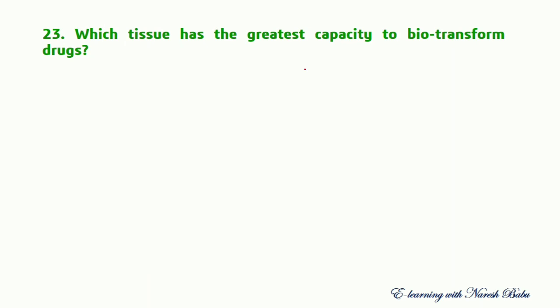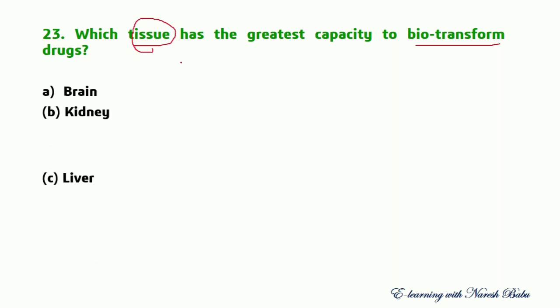And next question, which tissue has the greatest capacity to biotransform drugs? Which tissue has the major, greatest capacity? You can see brain, kidney, liver, lung, and skin. The liver has the most biotransformation of the drug, which is nothing but metabolism. So answer is C.